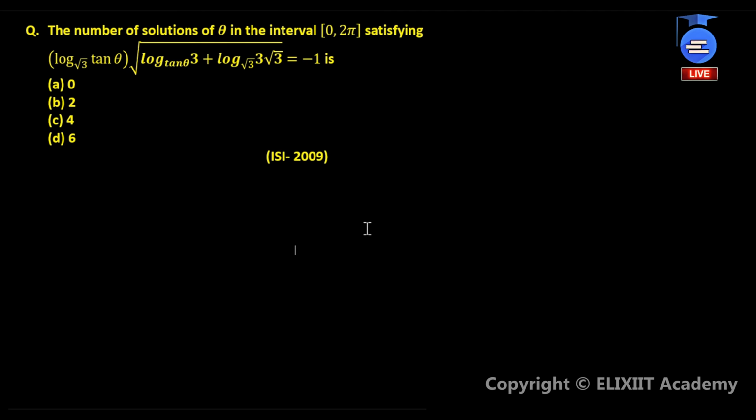Okay, students, so this is your next question, and this is from ISI 2009. We have to find the number of solutions of theta in the interval 0 to 2 pi. We have this entire complicated equation given in terms of log, tan theta, everything. So how do we solve this question? This is equal to minus 1. Basically, we have to solve for theta.